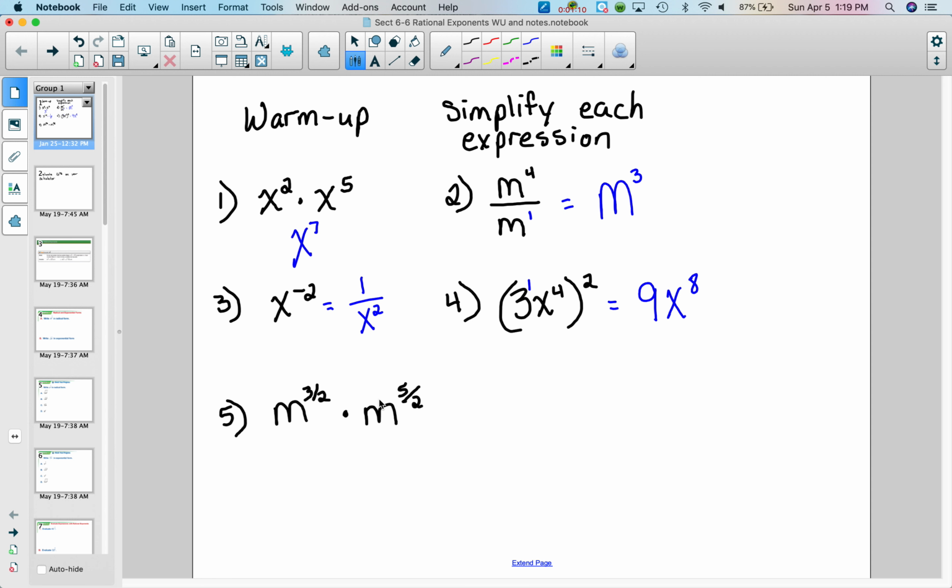And this one you haven't seen before. These are rational exponents, and they're going to mean something we're going to talk about today. But you already know that if you're multiplying and the bases are the same, then you add the exponents. They have a common denominator already. 3 halves plus 5 halves is 8 halves, which would just be 4. So we get m to the 4th. So that's what you should have gotten.